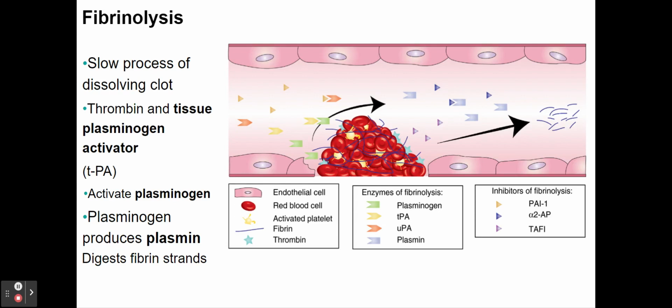The process begins when two enzymes activate the proenzyme plasminogen. These enzymes are thrombin, produced by the common pathway, and tissue plasminogen activator, or TPA, released by damaged tissue at the site of the injury. The activation of plasminogen produces the enzyme plasmin, which begins digesting the fibrin strands and eroding the clot.